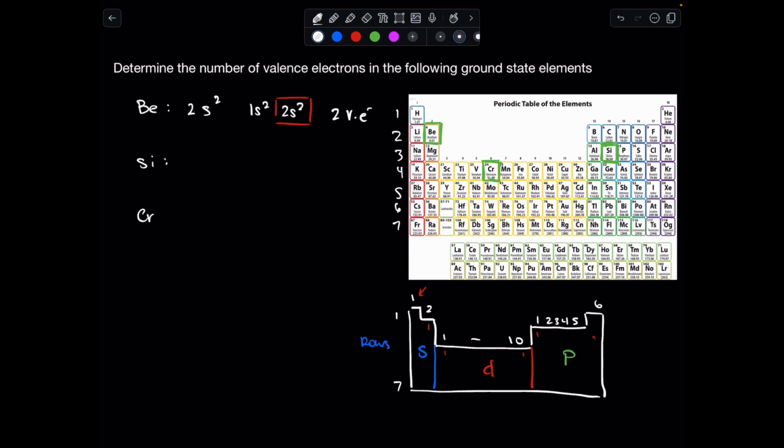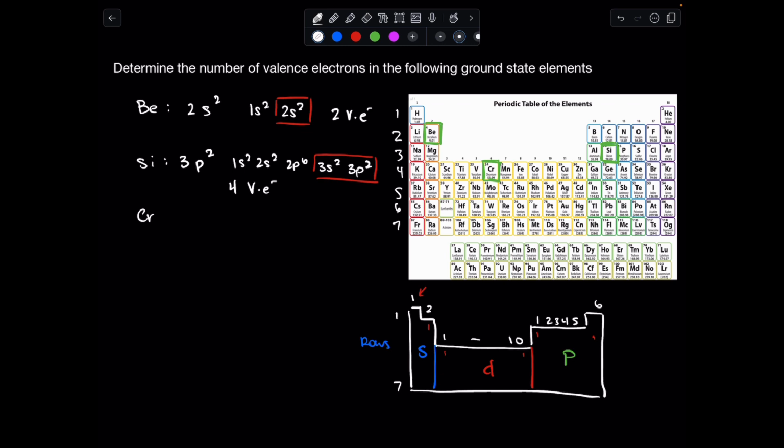Now let's try silicon. Silicon we can see is in our third energy level. It's in our P block, and it is the second column over. So it's going to end in 3p2. As you write out its full configuration, it's going to be 1s2, 2s2, 2p6, 3s2, 3p2. So again, looking at our highest energy level, we have our 3s2 and our 3p2. So this will have 4 valence electrons.